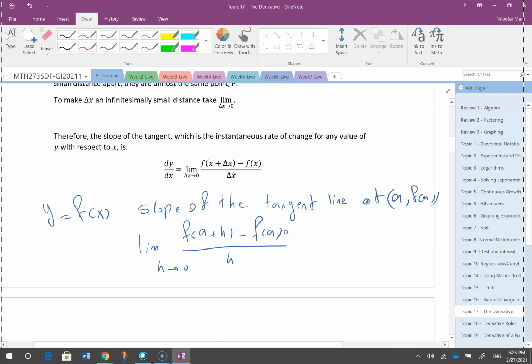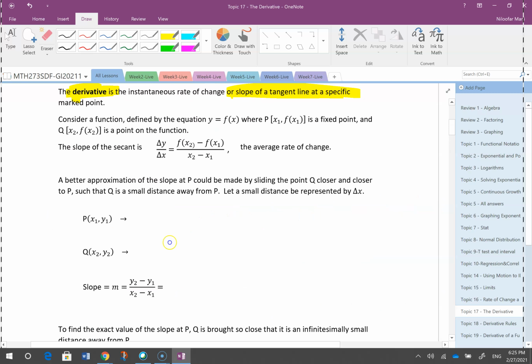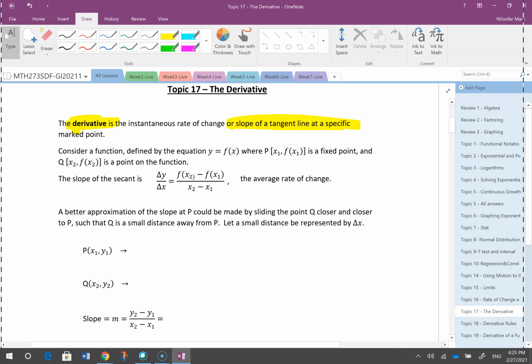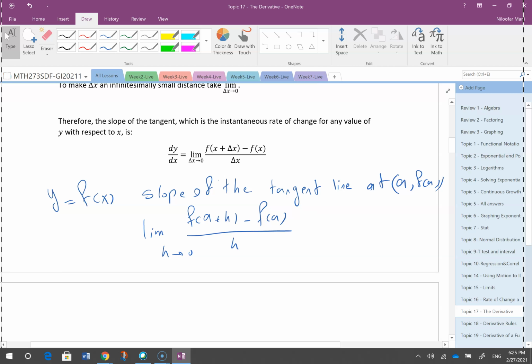So I just say, the derivative is, we define it to be, the slope of the tangent line or the instantaneous rate of change at a specific point. So instead of a, I use just x in general. It is the same as that: the limit, where instead of a specific point I have a general point, which is x. Instead of h, we can add delta x.